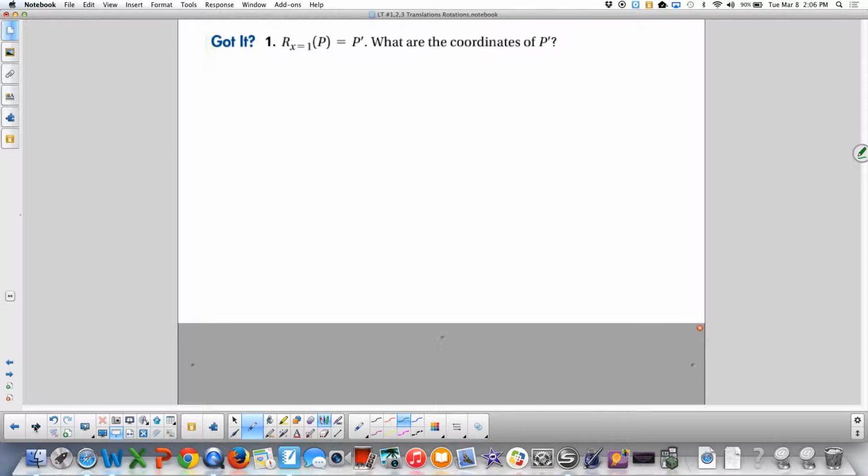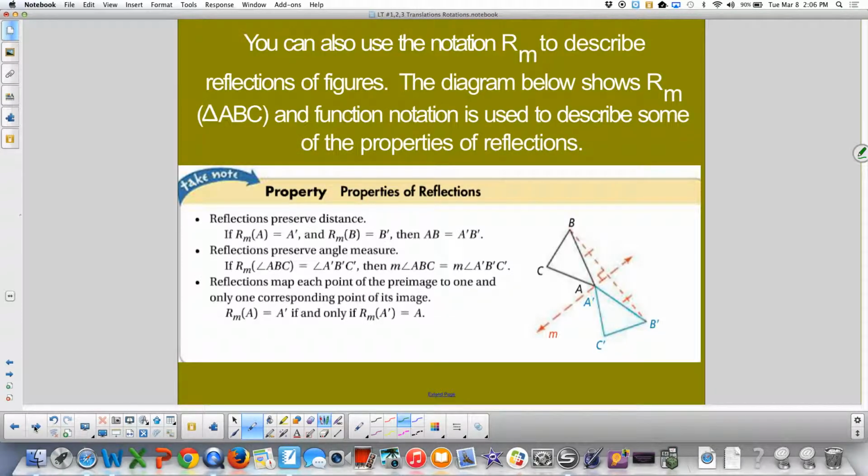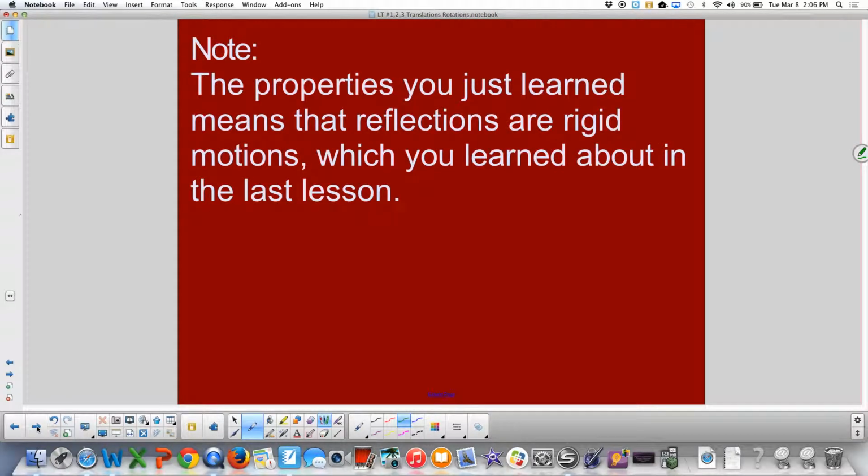Let's move on past that. We are going to add properties of reflections to your geometry toolbox. They preserve distance. They preserve angle measures, and reflections map each point of the pre-image to one and only one corresponding point of the image. So pause the movie, add that to your toolbox, and press play when you're finished. Note, the properties you just learned mean that reflections are rigid motions, which we already learned about.